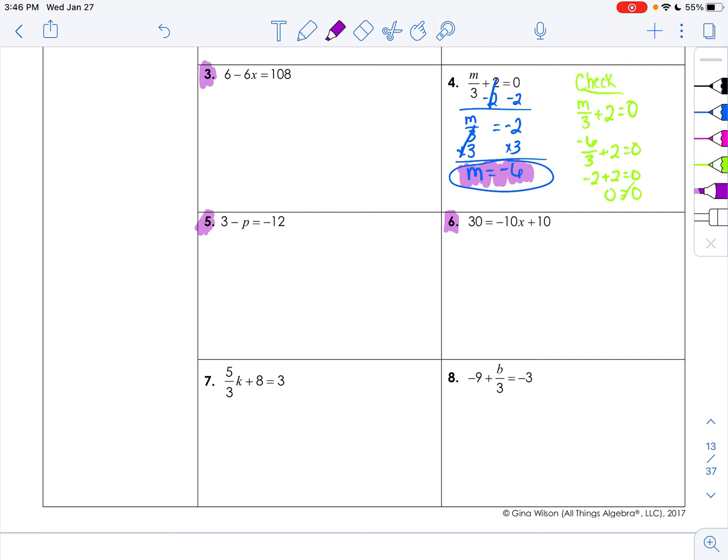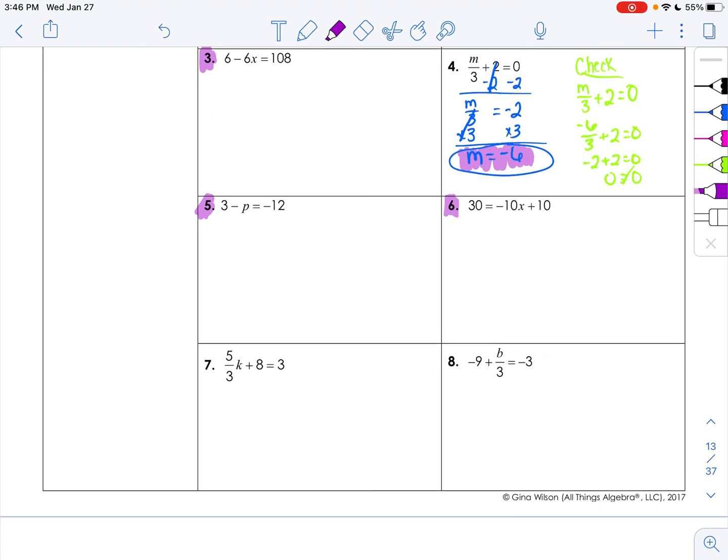So number 7, we still have a two-step equation, but it's going to be with a rational number. So with this one, our variable is k, which has a plus 8 and a times 5/3. So we still want to focus on our addition or subtraction first. So focusing on that plus 8 first. The opposite of plus 8 is minus 8 on both sides. We're going to bring down the 5/3 k. 8 minus 8 is 0, so we mark it out. Equals 3 minus 8 is negative 5.